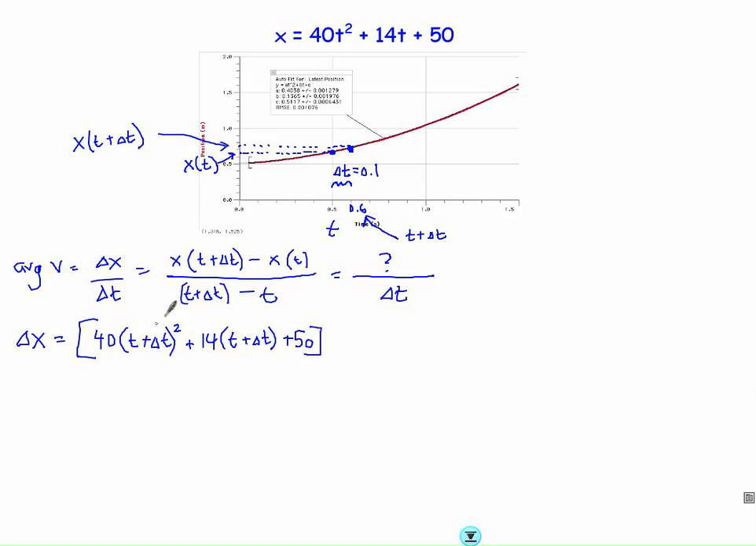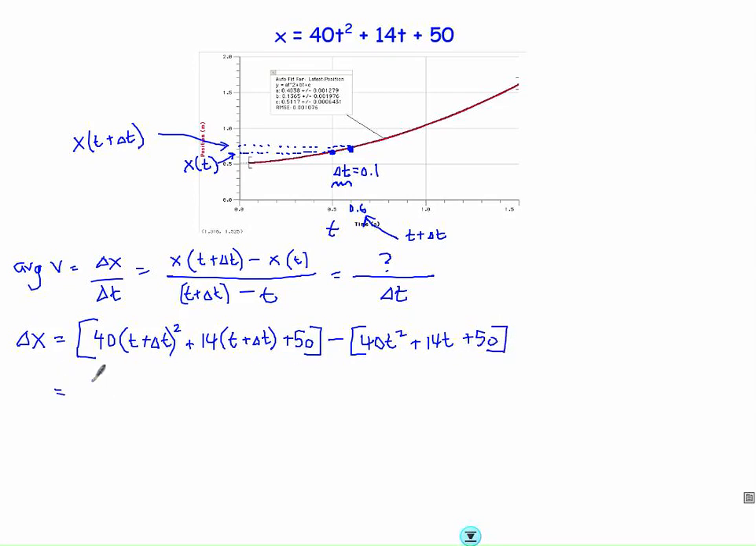All right, that's what plugging in t plus delta t to this function looks like. Now I have to subtract. Now I have to plug in t to this function, and that's really the way it is already. So I'll just rewrite the function, 40t squared plus 14t plus 50. Now, here comes the algebra.